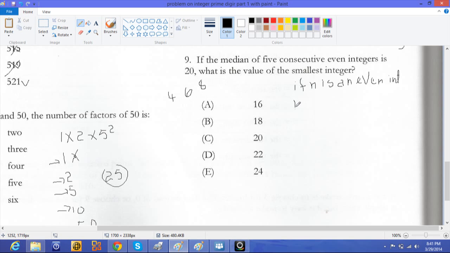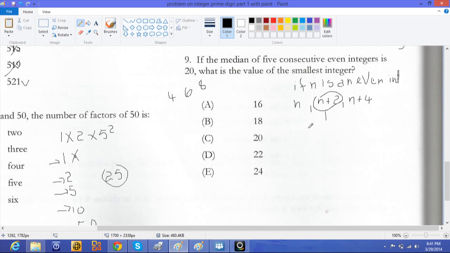So I'm going to have n, right? The next one is going to be n plus 2, and the next one is going to be n plus 4. So that's the 3 consecutive even integers that we got. They say if the median of 5 consecutive integers is 20, that means 20 is the median. They didn't talk about the sum. They say the value in the middle, the median, is equal to 20.